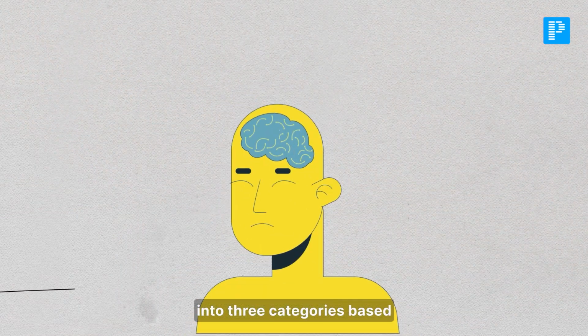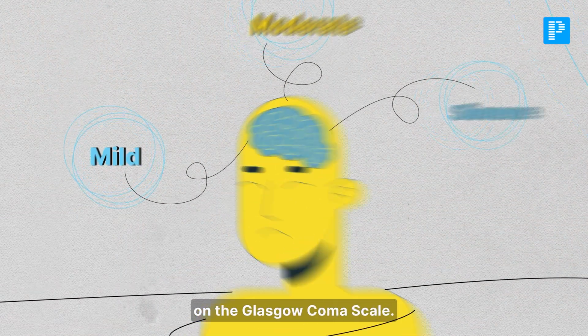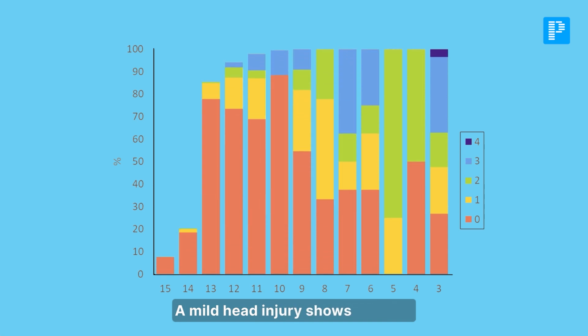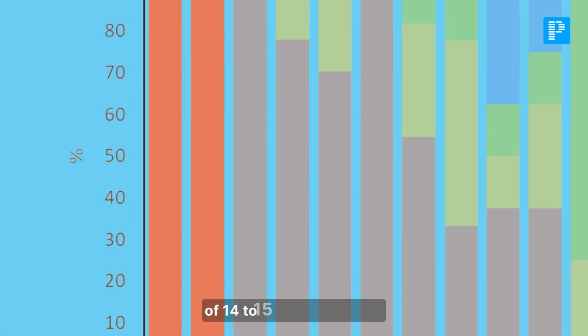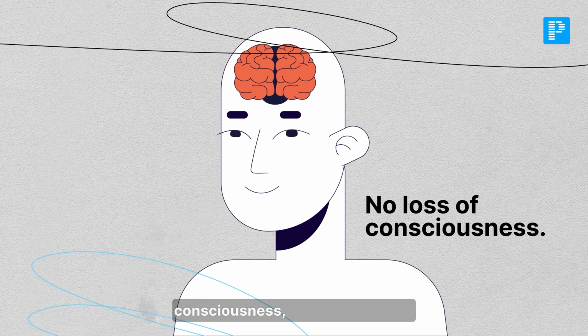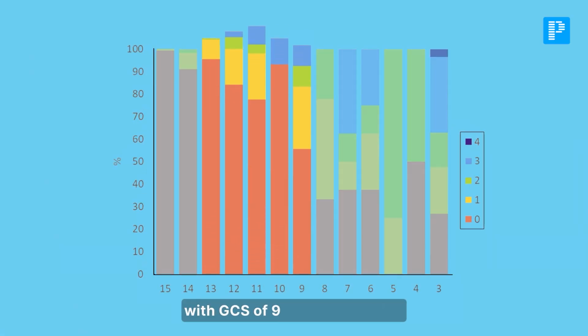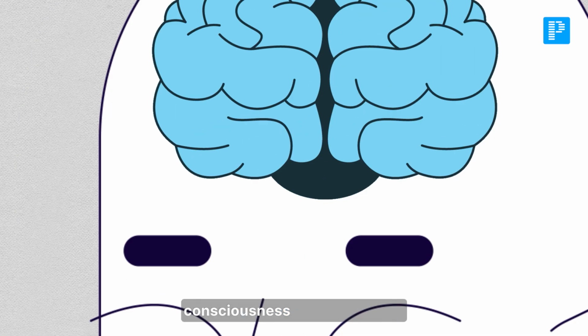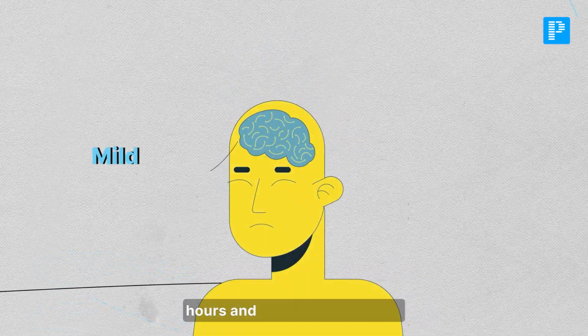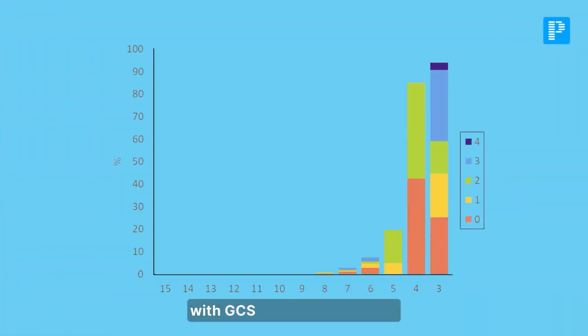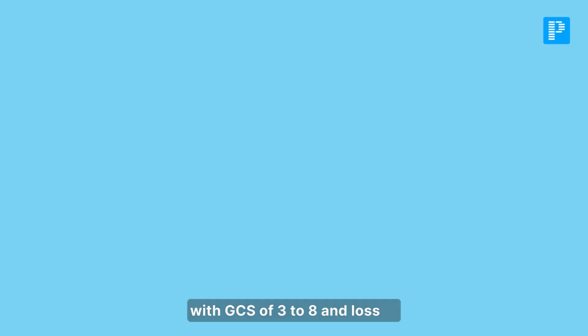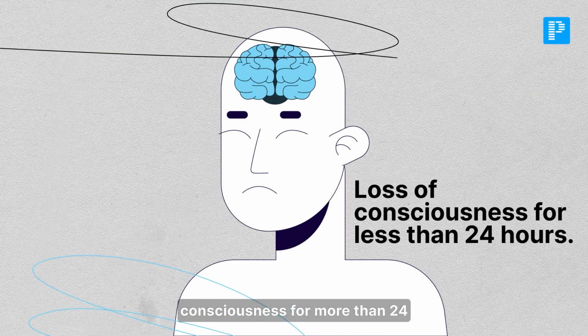Head injuries are classified into 3 categories based on the Glasgow Coma Scale. A mild head injury shows the GCS of 14 to 15 with no loss of consciousness. A moderate injury with GCS of 9 to 13 with loss of consciousness for less than 24 hours, and a severe head injury with GCS of 3 to 8 and loss of consciousness for more than 24 hours.